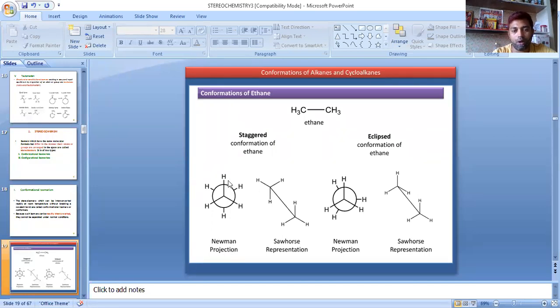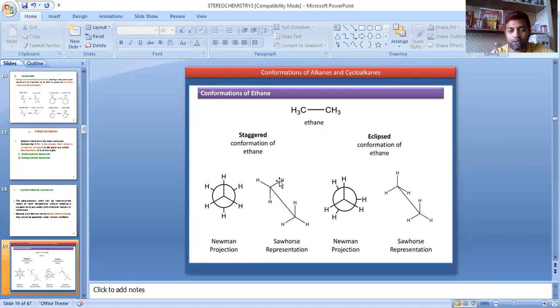In the staggered conformation, all dihedral angles between the hydrogens are 60 degrees. So this is the staggered conformation. Similarly, here you see the Sawhorse representation. The two carbons are bonded through a longer straight line. This is the Sawhorse representation. You see the back carbon, with its hydrogens.